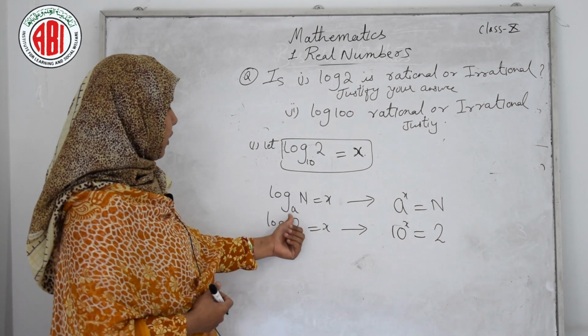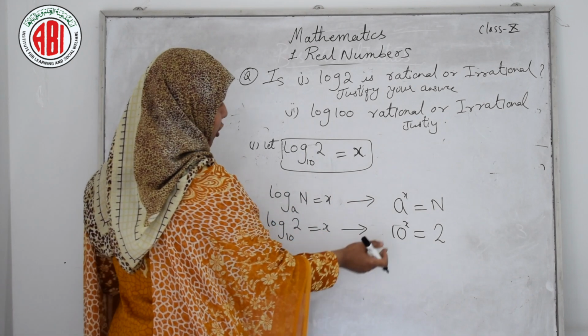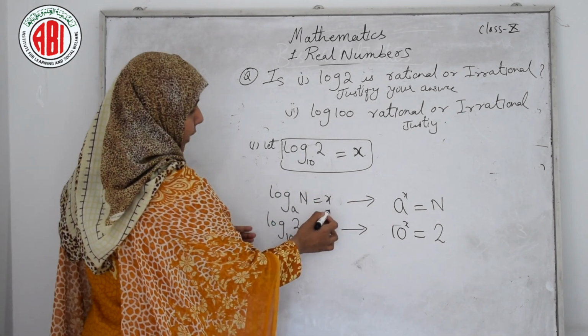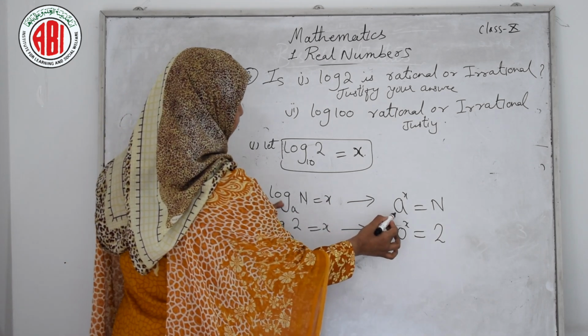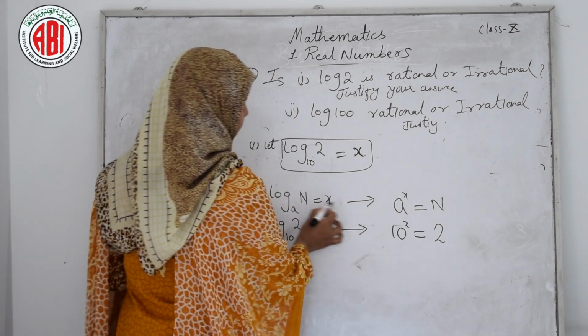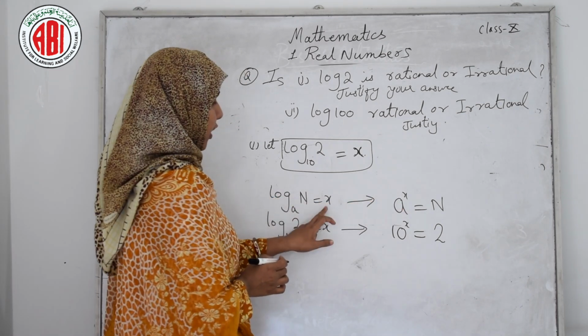Log n base a is equal to x. Logarithm form you have to convert in exponential form. This is the general form I am writing here. General form: log n base a is equal to x. That means a to the power x is equal to n. Okay, I told you, exponent is the answer of logarithm.